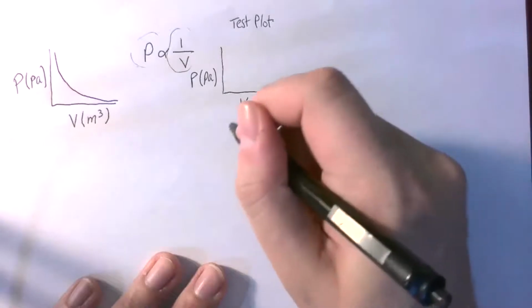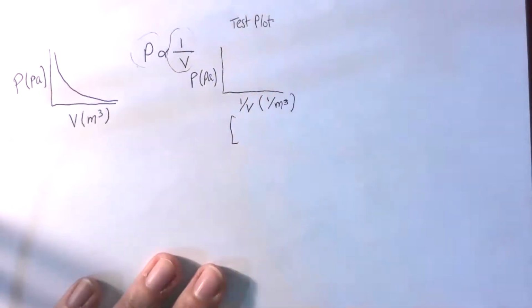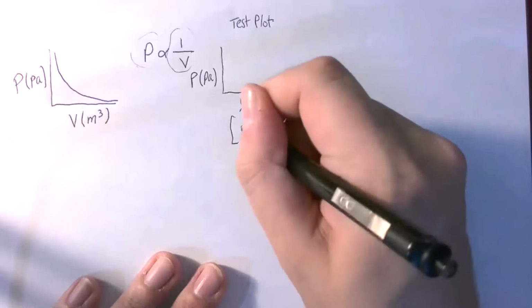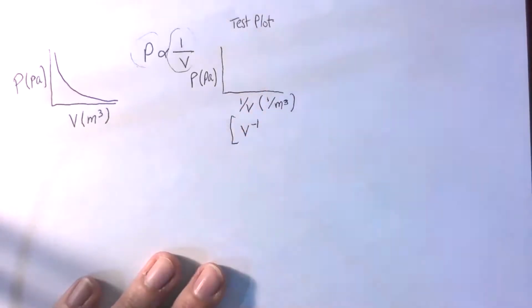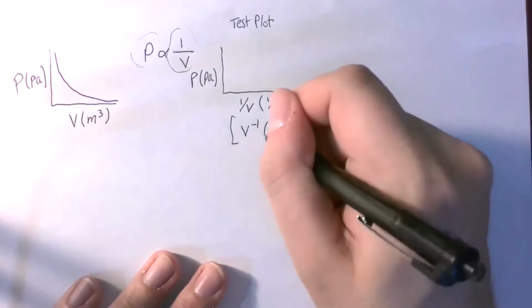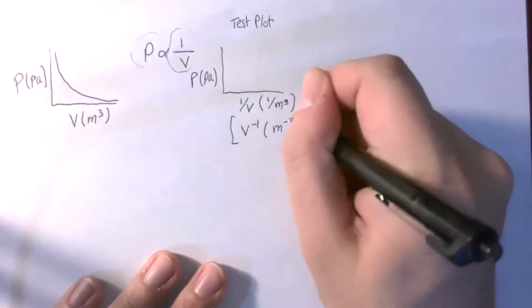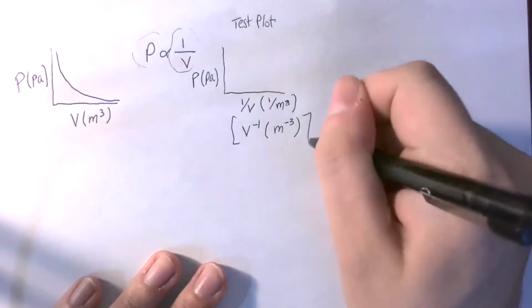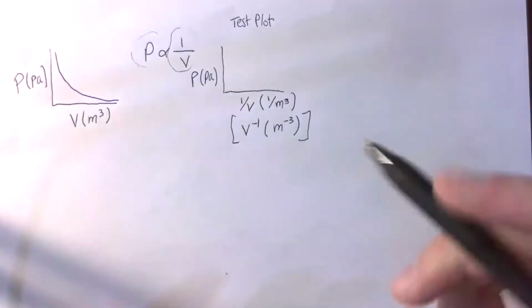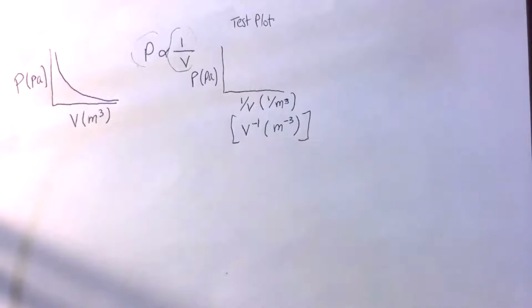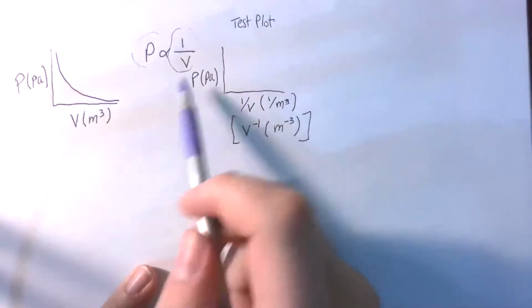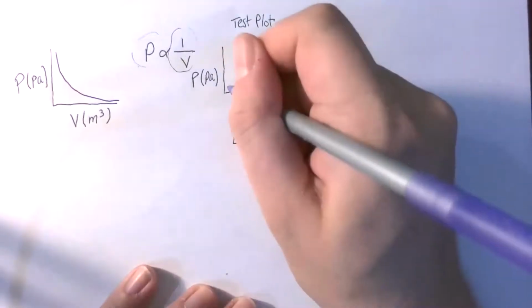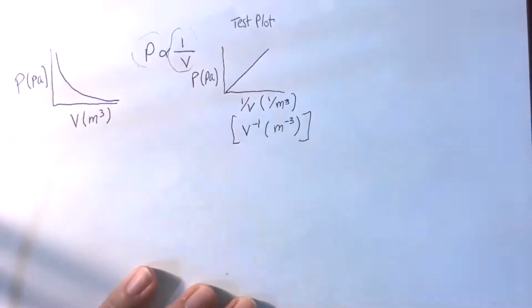You could, just as a side note, also write the inverse relationship with negative exponents. So I could have v to the minus 1 in units of meters to the minus 3. So that's another appropriate way if you prefer negative exponents rather than fractions. That is another possible option. And by creating this new graph, if the relationship that we have suggested is true, we should be able to produce a straight line.